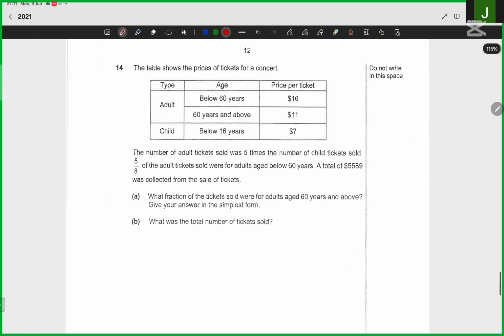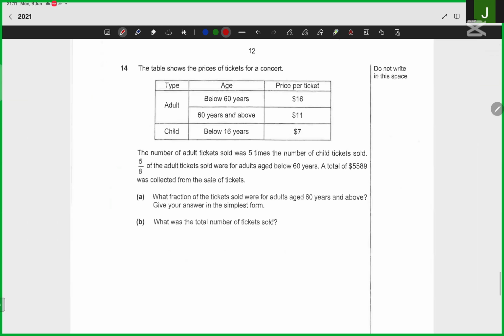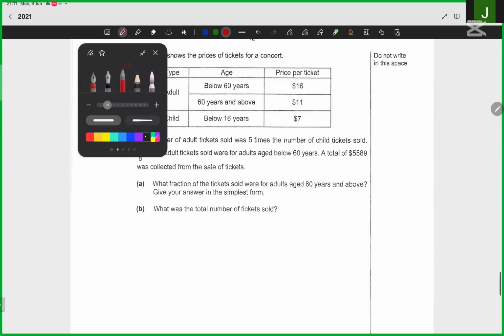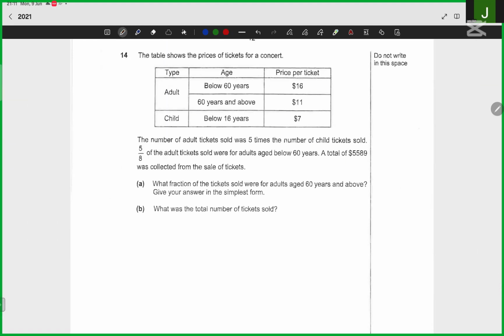Okay, now this is a very typical grouping concept. So you must know how to do a question like this. And this is one of the hardest concepts to understand when in P5. Now what does this mean? The number of adult tickets sold was 5 times the number of child tickets sold. So that means if I sell one children ticket, I will sell 5 adult tickets, because it must be 5 times 1.